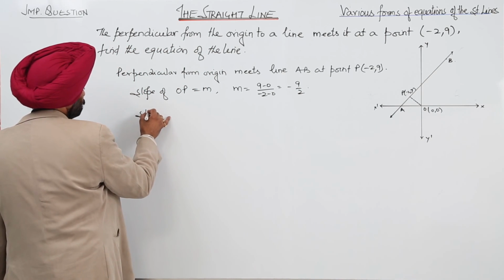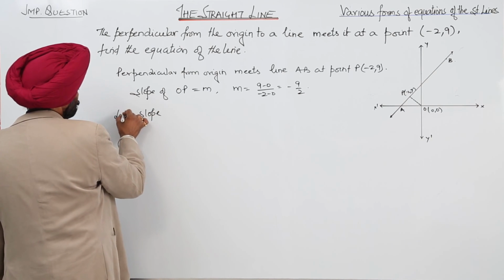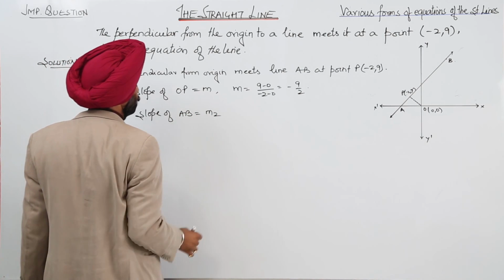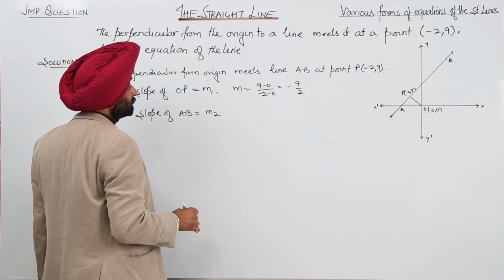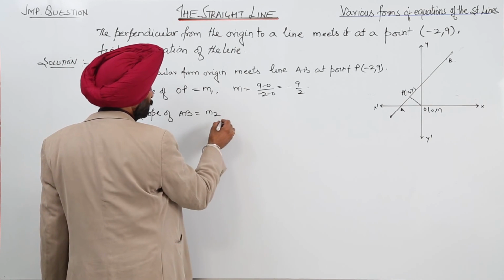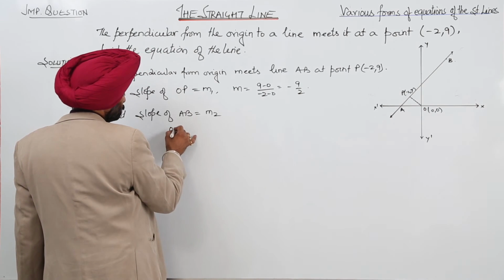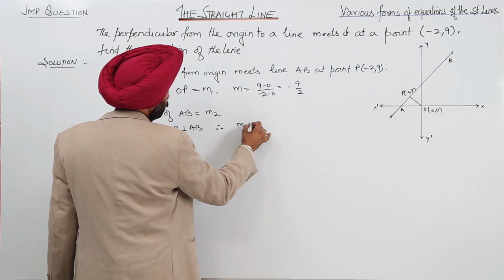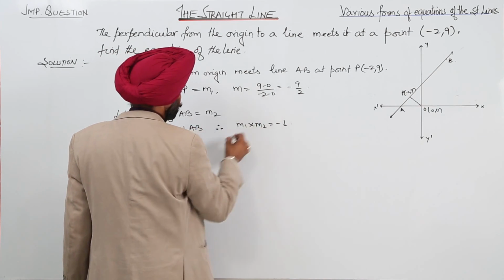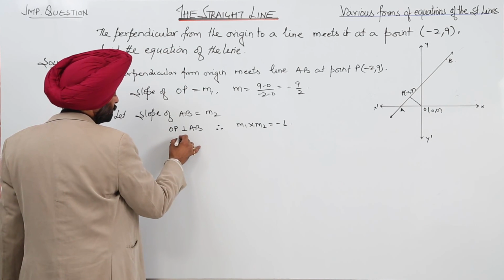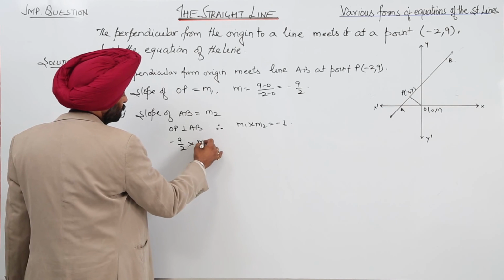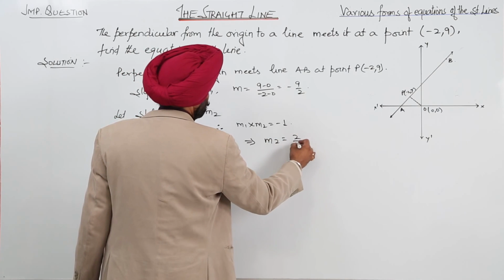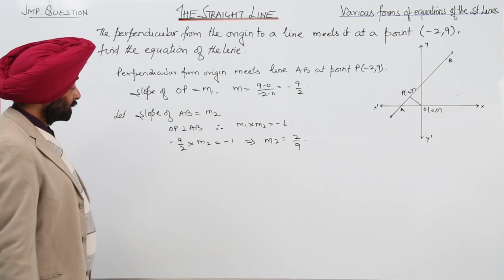Now let slope of AB is equal to M2 and let slope of OP is equal to M1. Now slope of AB is equal to M2. Now OP is perpendicular on AB, therefore M1 into M2 is equal to negative of 1. Now M1 is negative of 9 by 2 into M2 is equal to negative of 1. So M2 will be 2 by 9. Is it clear?